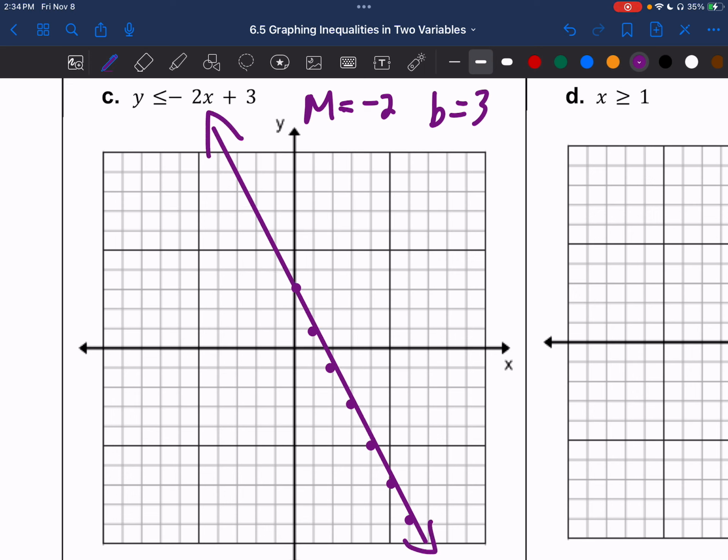And our test point. 0 is less than or equal to -2 times 0 plus 3. Is 0 less than or equal to 3? Yes, it is, so we shade the side with the test point.